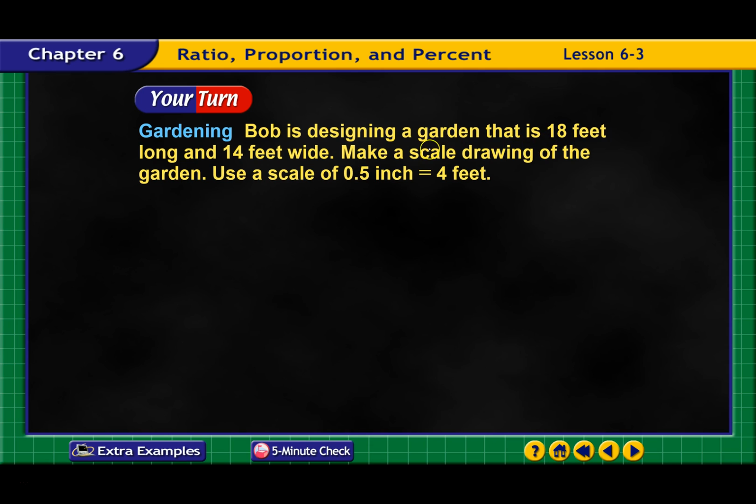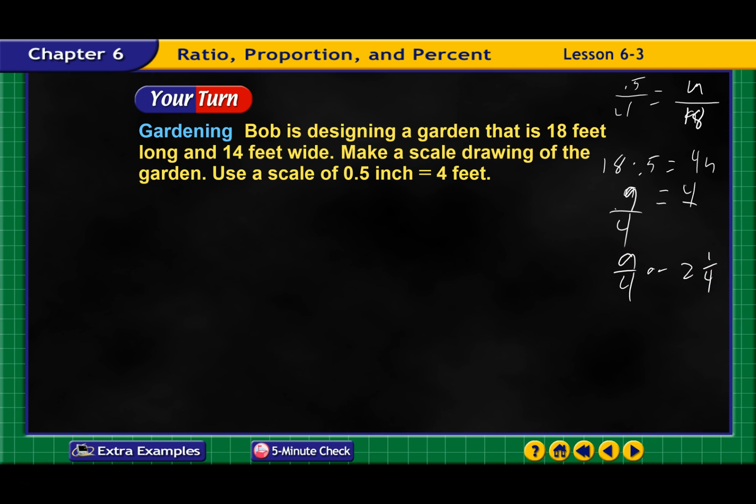Okay, so we need to do 18 and 14 using this scale. We're going to start with that. So if I go 0.5 of an inch over 4 feet equals, the actual is 18, and the model is up here. So we'll cross multiply: 18 times 0.5 equals 4n. 18 times 0.5 would be 9. Then divide by 4. I don't normally like to do this, but I'm going to leave this at 9 over 4, which would be 2 1/4. If we're using 1/4-inch grid paper, that means we'd use 9 of those squares.